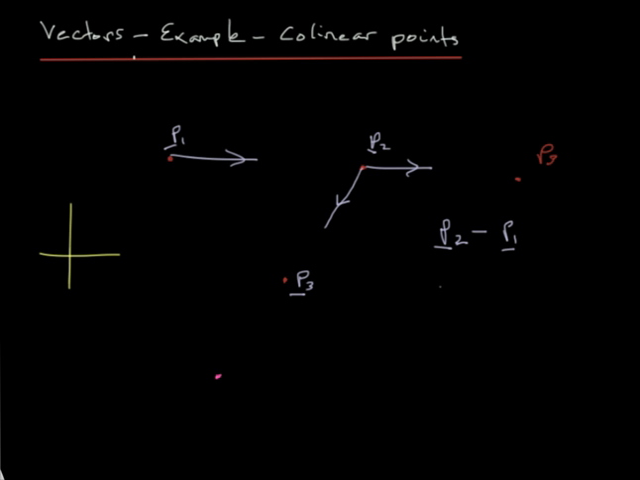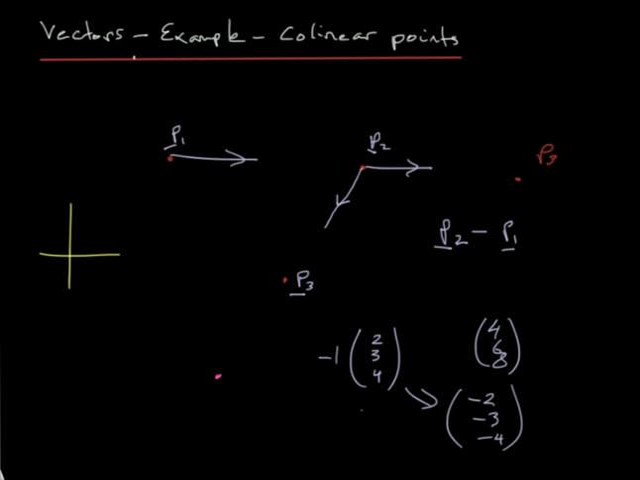And how do you know if 2 vectors are parallel? You should remember from before that for 2 vectors to be parallel, they have to be a multiple of each other. So for example, if one of the vectors is 2, 3, 4, the other one should be 4, 6, 8, or it can also be minus 2, minus 3, minus 4. All of these vectors are multiples of each other. This one is just minus 1 times this guy gives you this guy, and 2 times this guy gives you that guy. So these are all parallel.